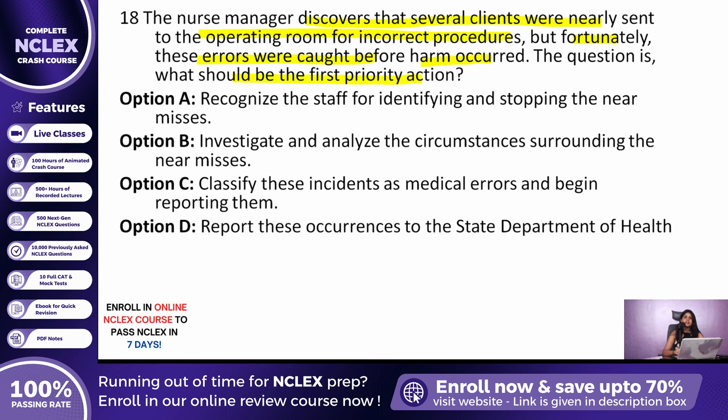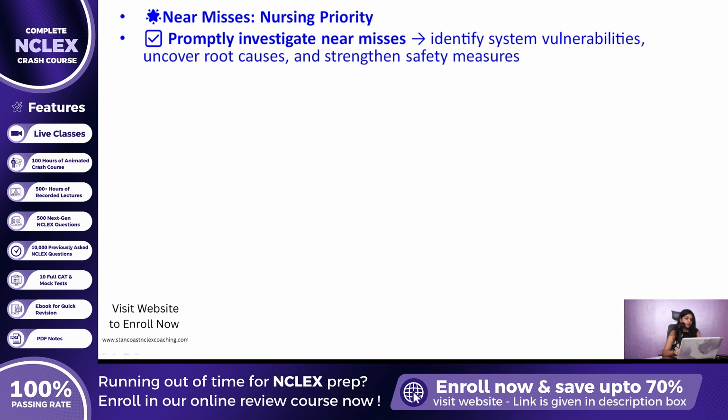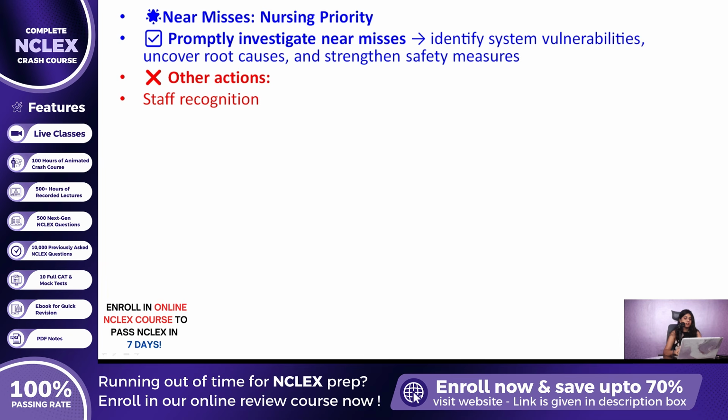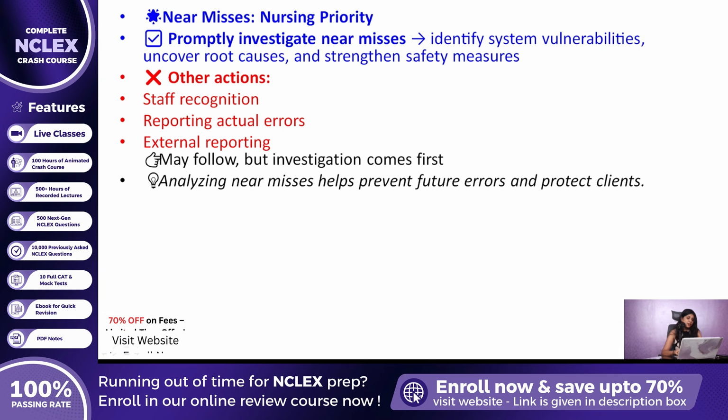The correct answer is Option B, investigate and analyze the circumstances surrounding the near misses. The reason is that near misses highlight system vulnerabilities, and prompt investigation helps uncover root causes and implement safety measures to prevent future errors. While staff recognition, reporting actual medical errors, or external reporting may be appropriate later, the immediate priority is to understand how the near misses occurred. The key point is that analyzing near misses offers a valuable opportunity to strengthen safety systems before harm occurs.